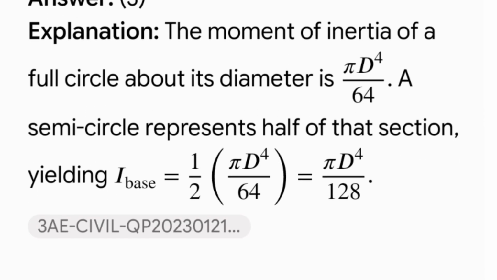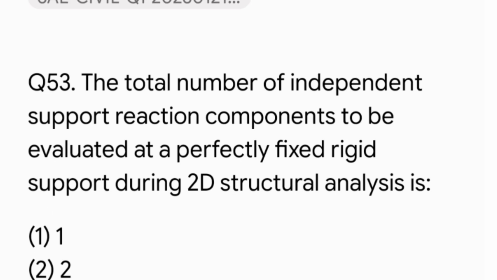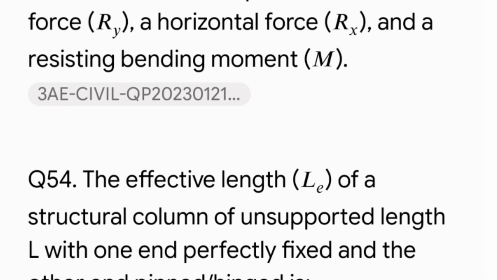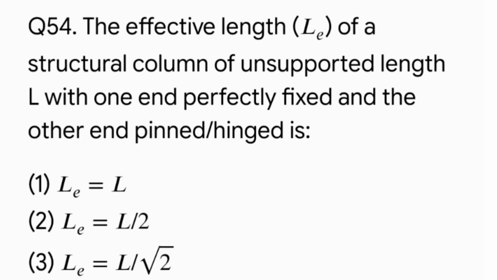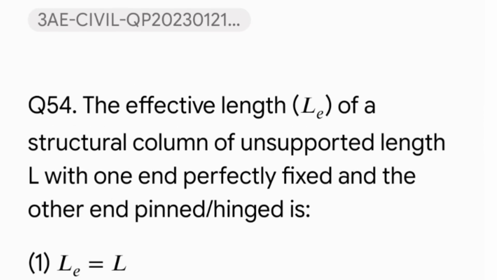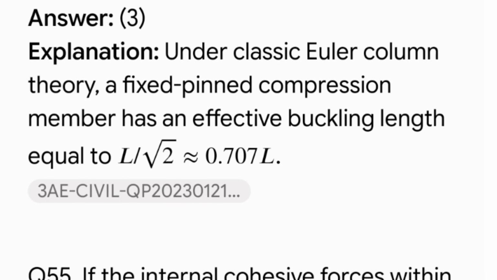Next question. The total number of independent support reaction components evaluated at a perfectly fixed support during 2D structural analysis is. Correct answer option 3. Next question. The effective length of a structural column of unsupported length L with one end perfectly fixed and the other end pinned or hinged is. Correct answer L by root 2.